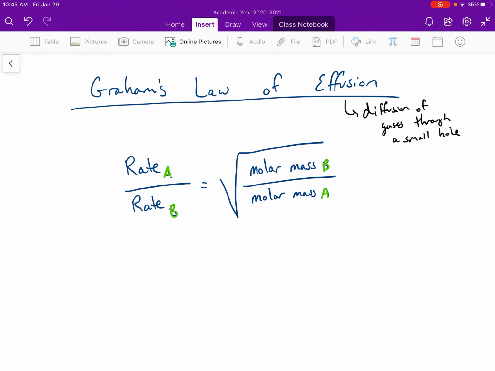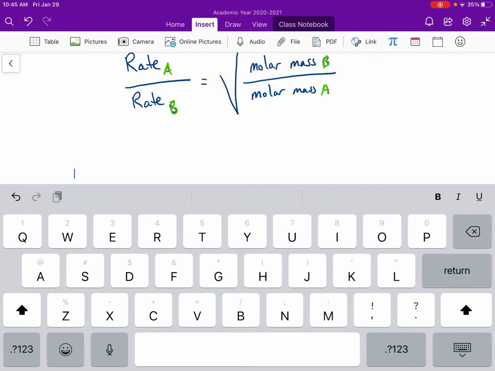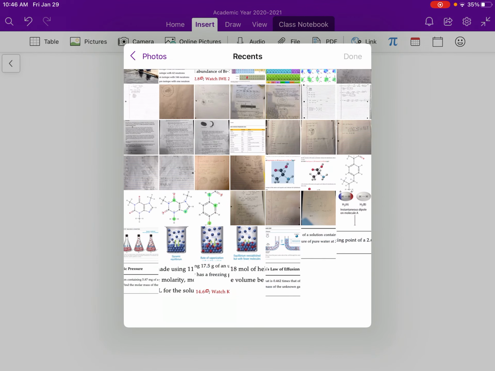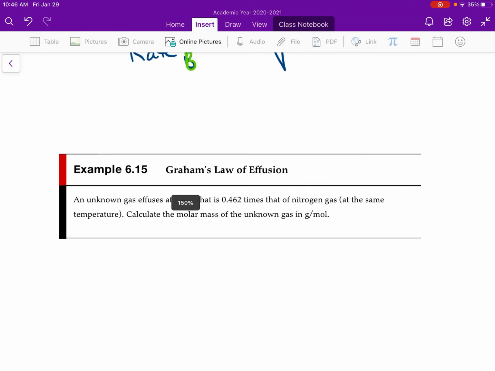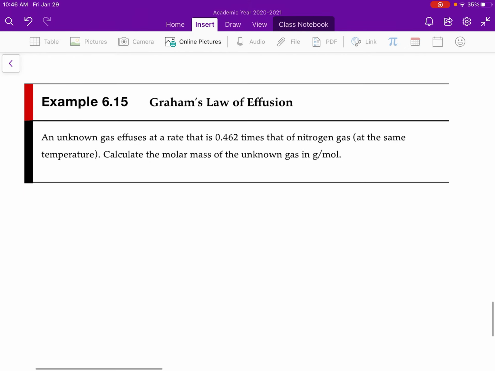Let me insert one from the textbook here. There we go. Okay. An unknown gas effuses at a rate that is 0.462 times that of nitrogen at the same temperature. Calculate the molar mass of the unknown gas in grams per mole. Okay.